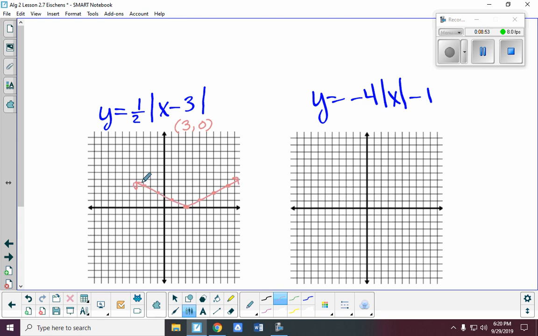And the next one, we don't have another value. It's not showing the H value, so the H value is 0. The K value is negative 1. So 0, negative 1 is our vertex, and on the right side, the slope is negative 4. And then we go back to the vertex, go down 4, and back 1, down 4, and back 1. So there's your graph of that one.